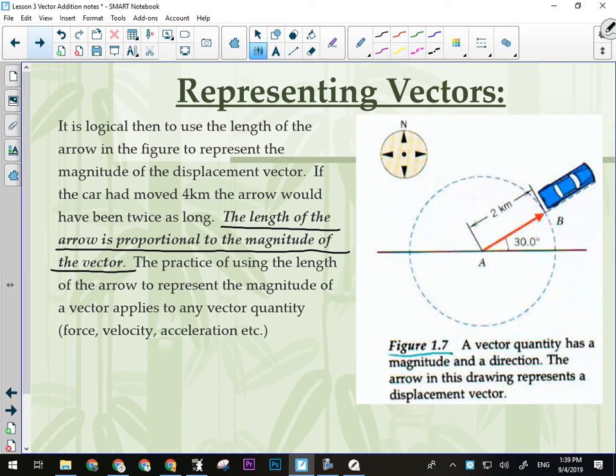Okay, questions on that? That's the fundamentals of all vector addition. How to draw a vector. That's how you draw it.